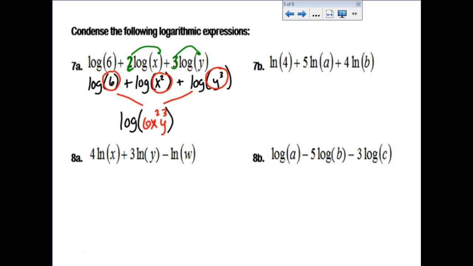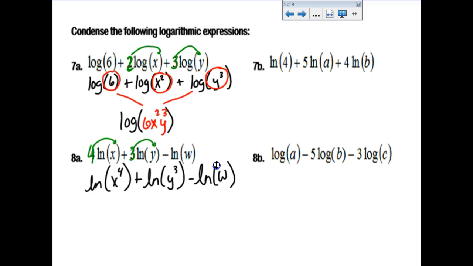But we're going to do 8a together. Be careful on 8a because I think you have all 3 properties, so watch out. Any exponents need to go back up? We're on 8a right now. Yep, the 4 needs to go back up, and the 3 needs to go back up. So we now have natural log of x to the 4th plus natural log of y to the 3rd minus natural log of w.